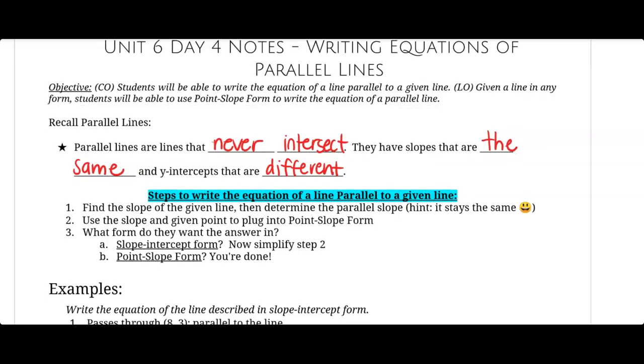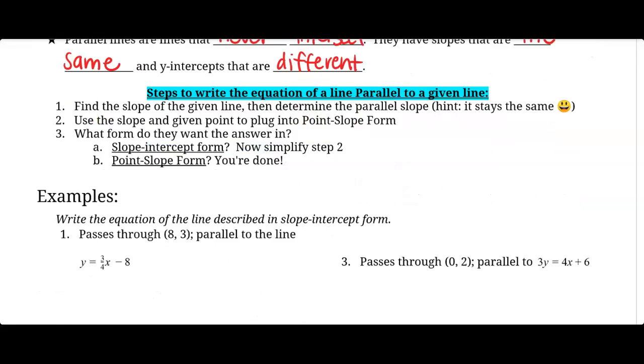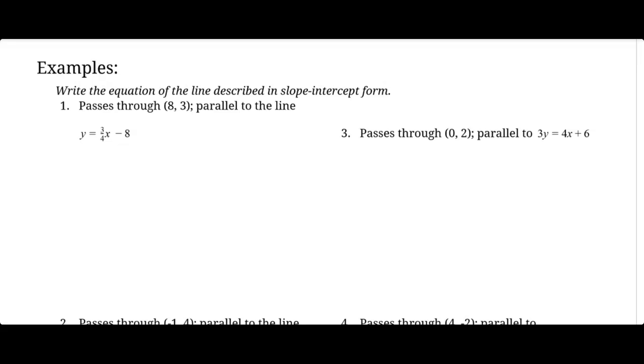So if you remember, parallel lines are lines that never intersect, and they have the same slope and different y-intercepts. So the steps to doing this will be exactly the same, only we're going to have to find our slope first. So let's look at example 1.